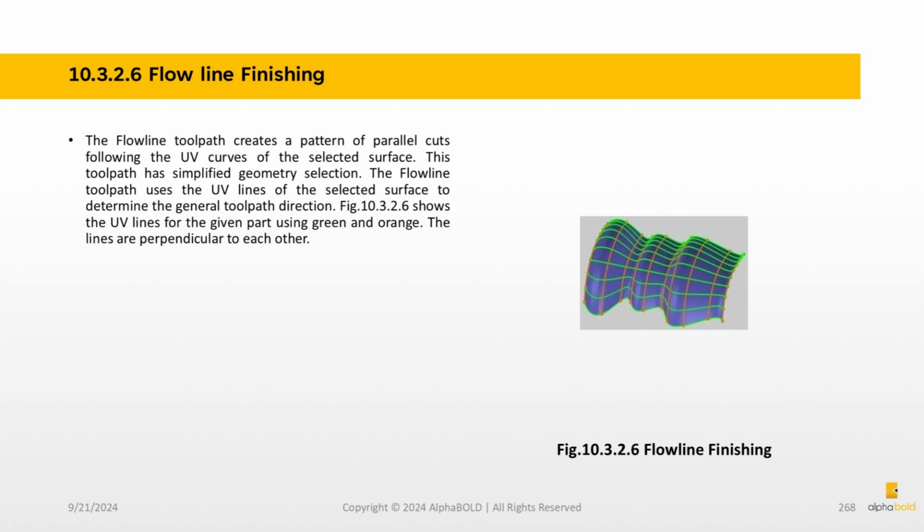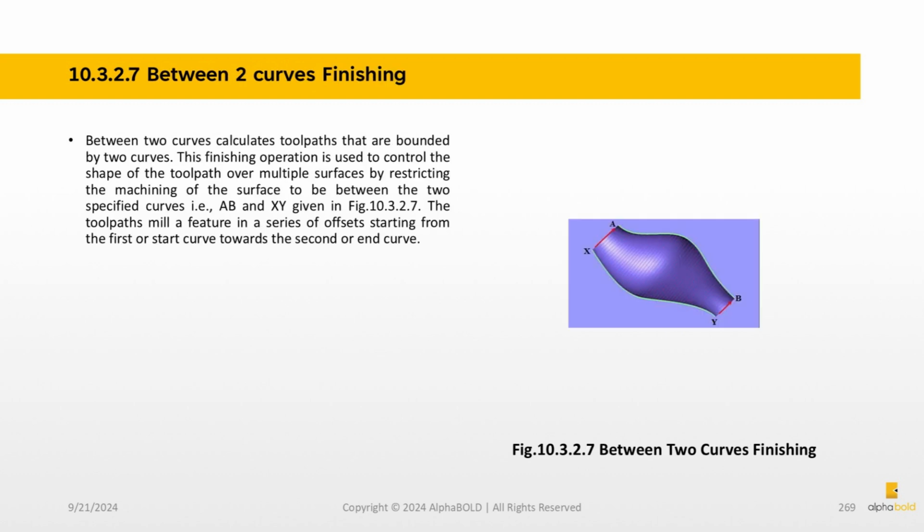The flowline toolpath uses the UV lines of the selected surface to determine the general toolpath direction. This shows the UV lines for the given part using green and orange. The lines are perpendicular to each other. Between 2 curves calculates tool paths that are bounded by 2 curves. This finishing operation is used to control the shape of the toolpath over multiple surfaces by restricting the machining of the surface to be between the 2 specified curves such as AB and XY.